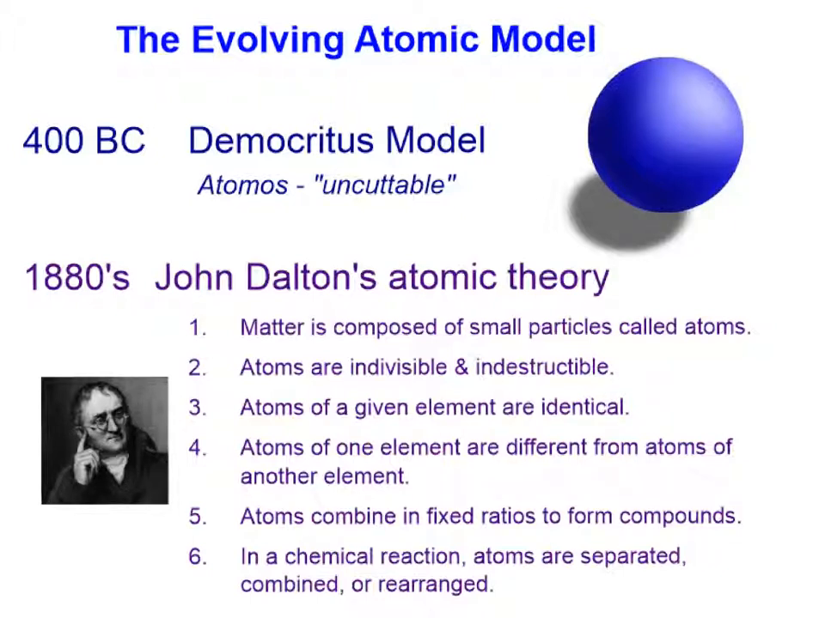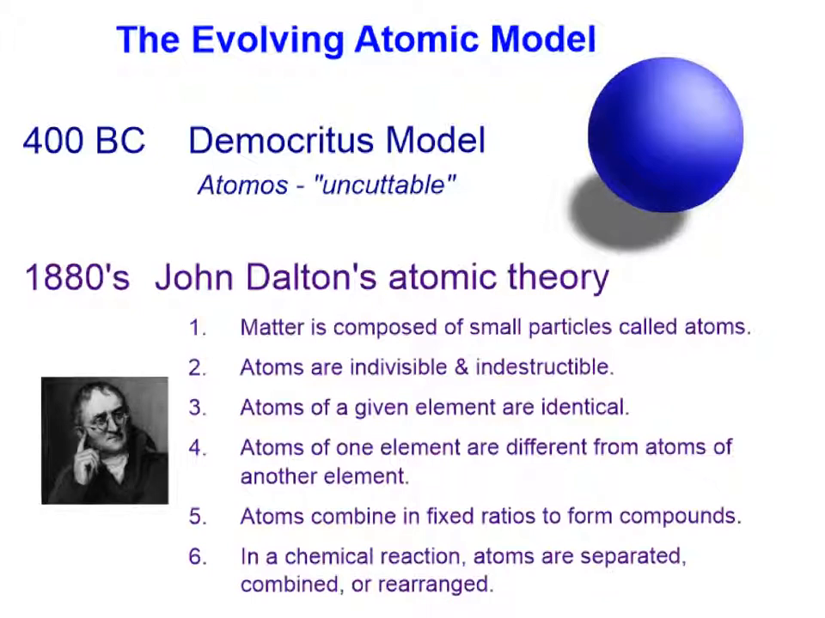This incorrect idea was accepted for about 2,000 years until another man named John Dalton came along in the 1880s, and he presented evidence to suggest the existence of atoms. Here are the tenets of John Dalton's atomic theory. Matter's composed of particles called atoms, those atoms are indivisible and indestructible, atoms of a given element are the same, and atoms of one element are different from atoms of another element. He also proposed the idea that atoms combine in fixed ratios to form compounds, and that in chemical reactions, atoms are either separated, combined, or rearranged.